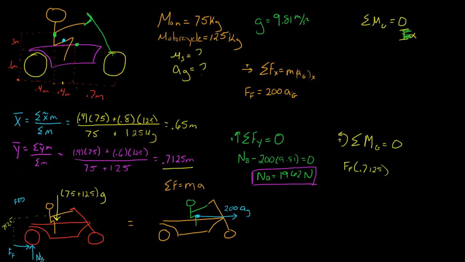And this normal force at B, if we rotate clockwise or counterclockwise around our center of mass, it's going to go tail first, so it's going to be a negative sign, and N_B is 1,962. The perpendicular distance from here to here is going to be this 0.65. So this right here is 0.65. And this is equal to 0.